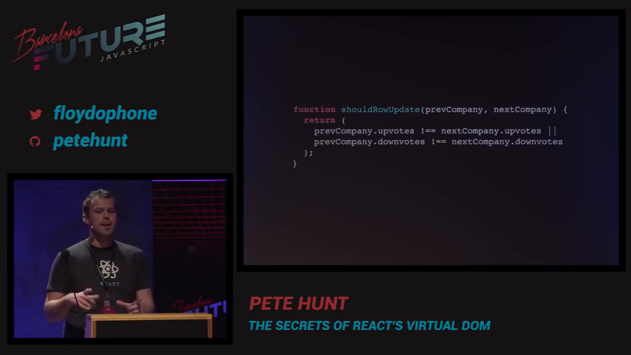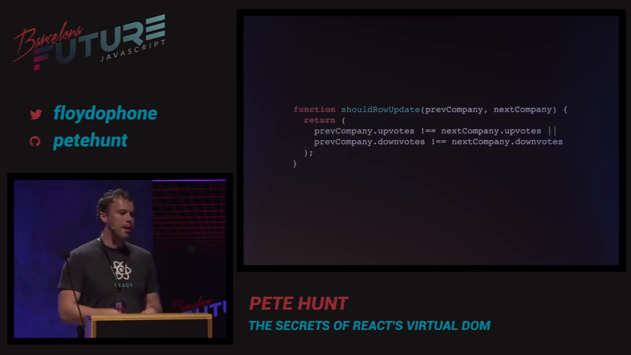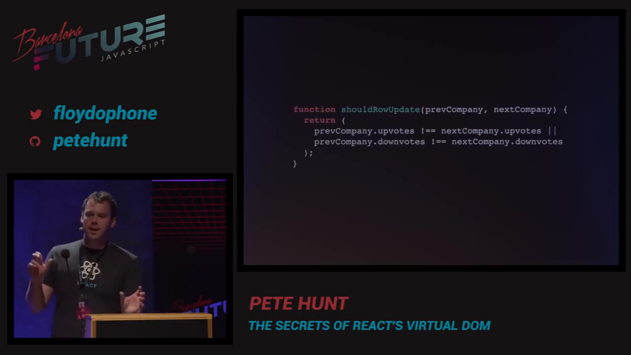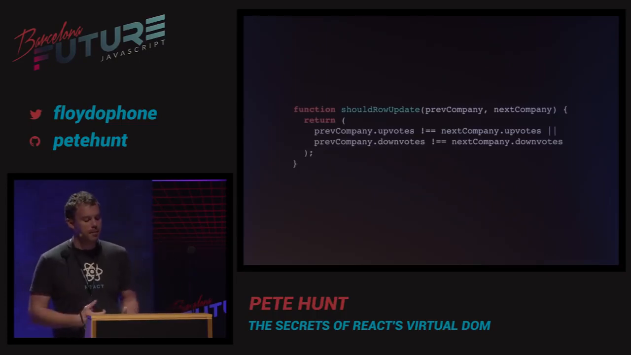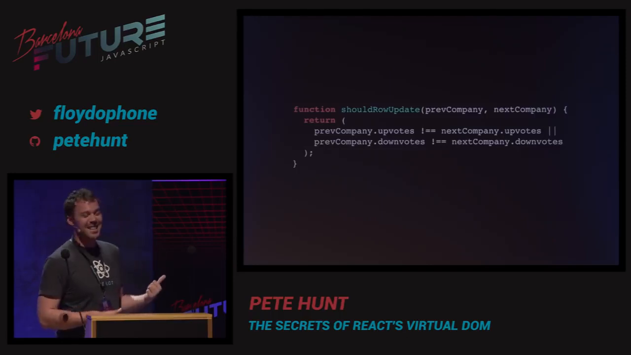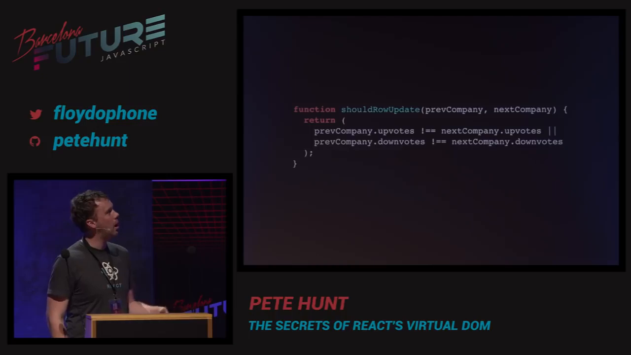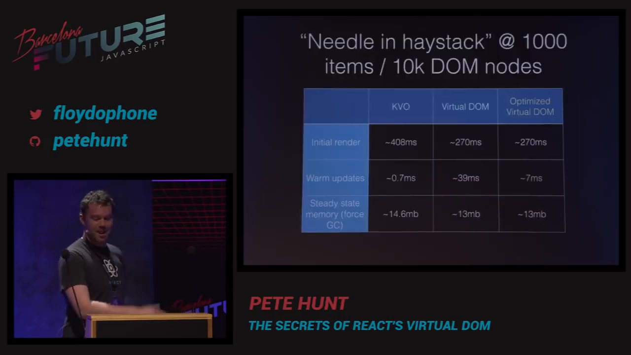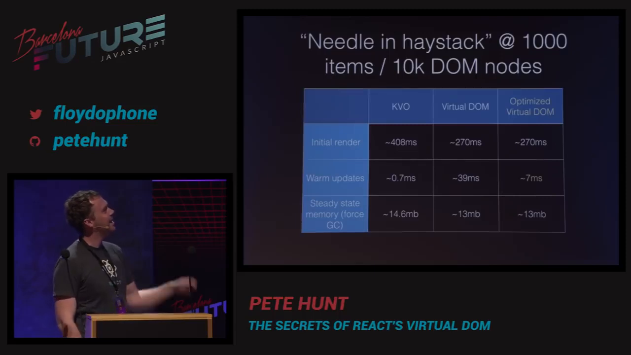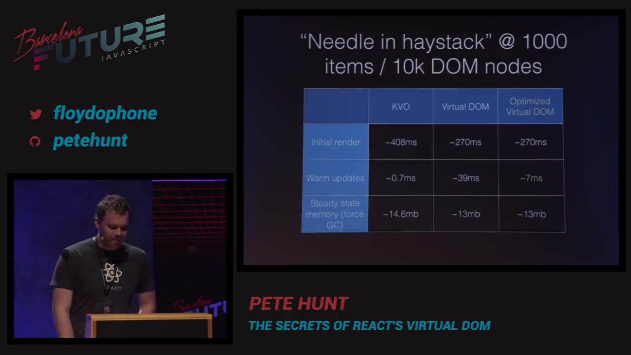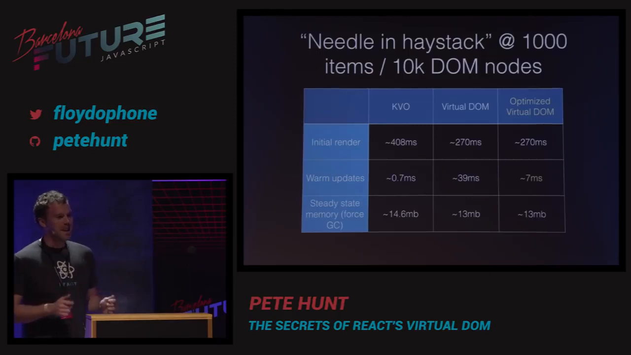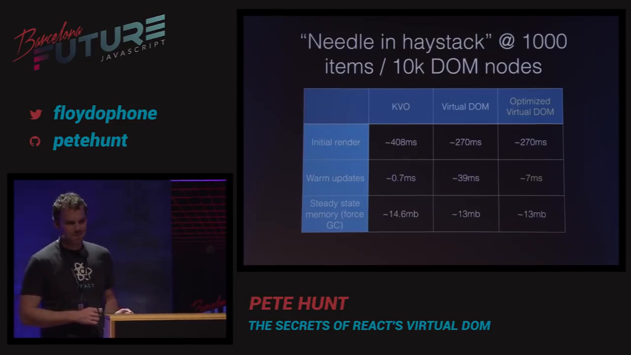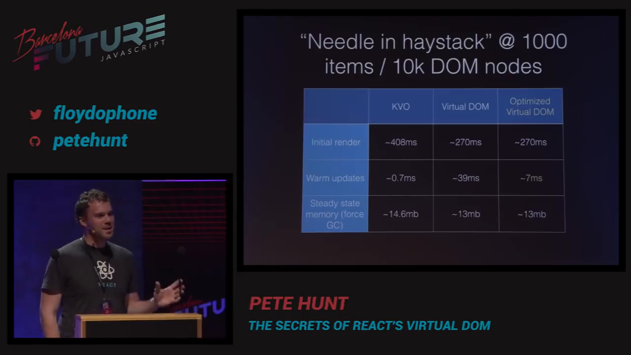With React, we provide a hook that says, hey, memoize this component. It's implemented as a function that takes the previous version of the data and the next version of the data, and it returns whether it should update or not. If we add these 6 lines of code to our application, all it does is say, if the upvotes or the downvotes have changed, return true. We can bring down performance to below a frame. This is still 10 times slower than KVO, but it doesn't matter, because this is a worst-case scenario, and it's still under 1 frame difference.